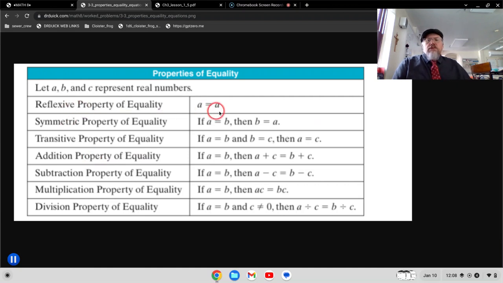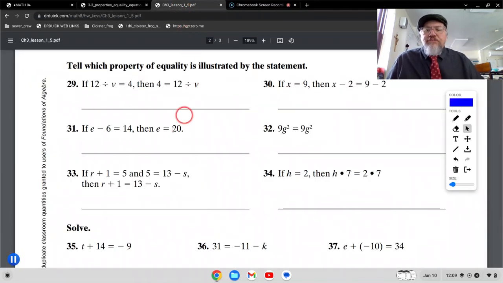Reflexive, which means you have the same thing on both sides. Symmetry is A equals B, then B equals A, right? Transitive, A equals B and B equals C, then A is equal to C. It's just like a logic problem right there. Addition, you add something on one side, you can add it to the other. Subtraction, subtract something from one side, you can subtract it from the other. Multiplication, same concept. You multiply one side, multiply the other. Division, divide by one, divide by the other, right? So this is what's being looked at in this next section, all right?